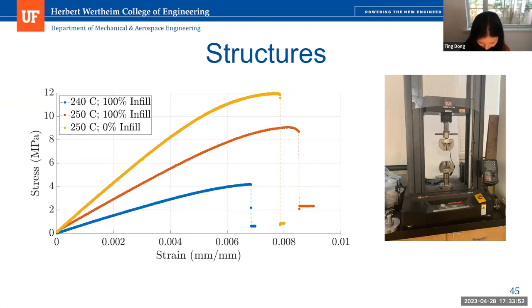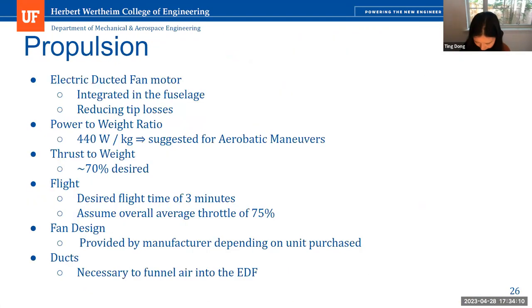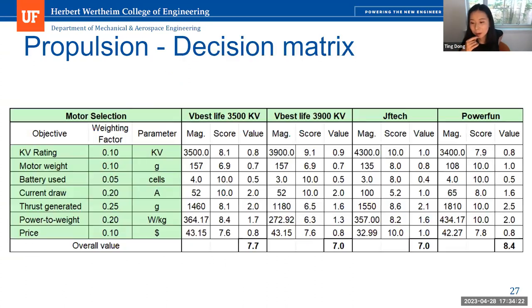And what else? So probably you guys explained this part, but page 26. Yes. Probably I missed the explanation part. So your trade study result, sorry, page 27, yes. Your trade study shows that the power fan has the highest overall score, but you chose the BBS. Yes, yeah.